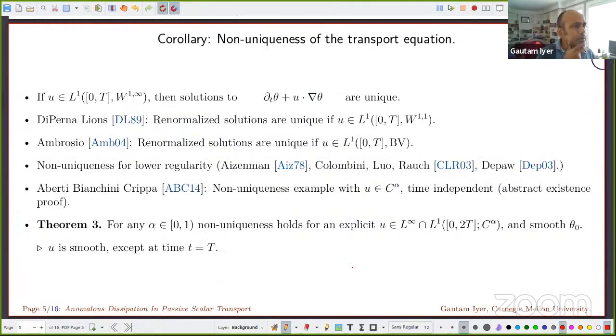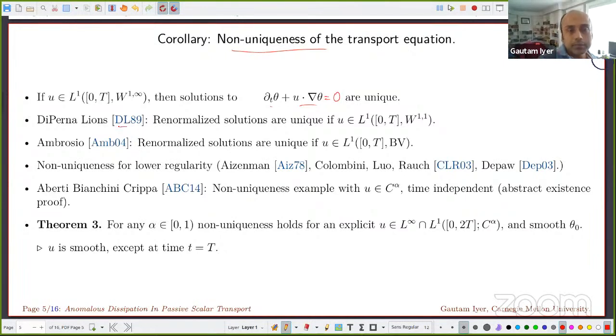Before I go into what goes into this, here's a cute corollary on non-uniqueness of the transport equation. If you remember, this transport equation has a nice history, right? If I just solve dt theta plus u dot grad theta equal to 0 with a Lipschitz velocity field, then solutions are perfectly unique, right? We learned this in ODE 1, right?